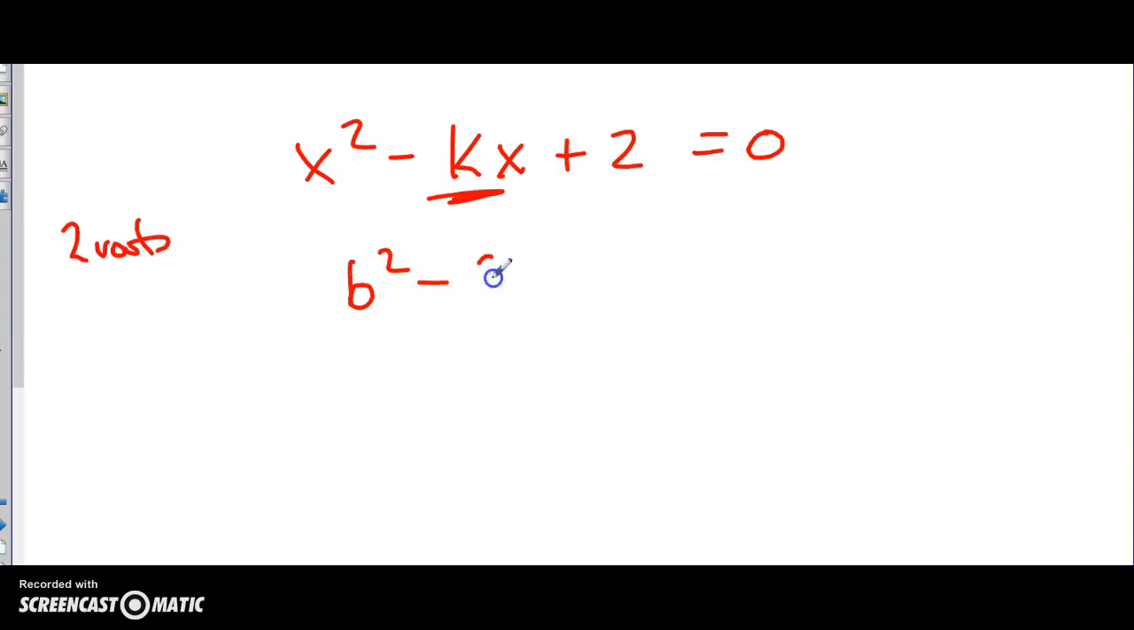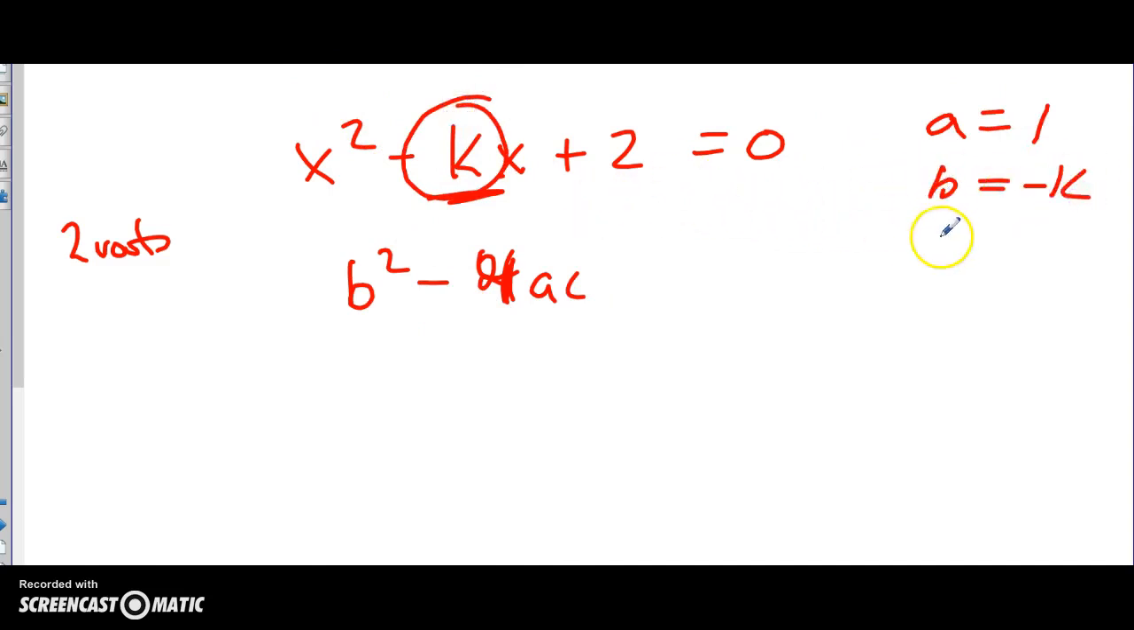Okay, so b squared minus 4ac. There's my discriminant. A is equal to 1. B is equal to whatever's in front of the x, and in this case, b is equal to negative k. And C is 2. So when I get my discriminant here, if I want to have 2 roots, I need this to be bigger than 0. I need the discriminant to be bigger than 0.